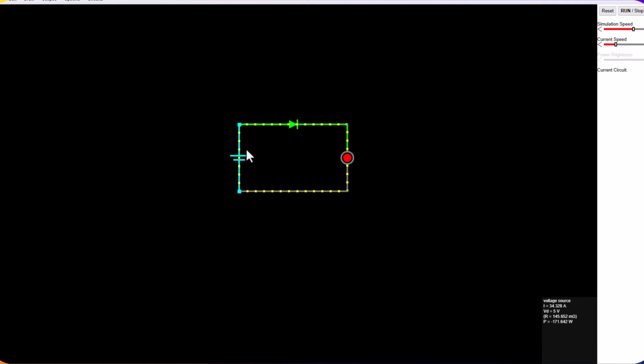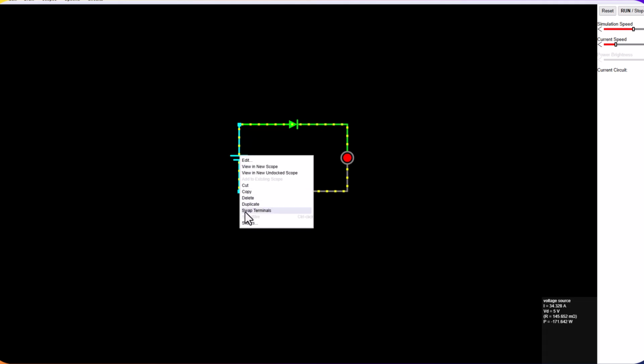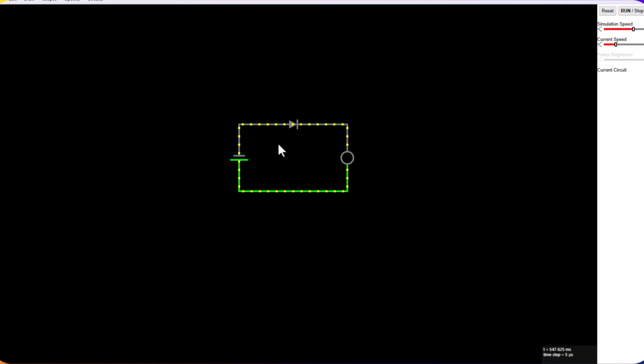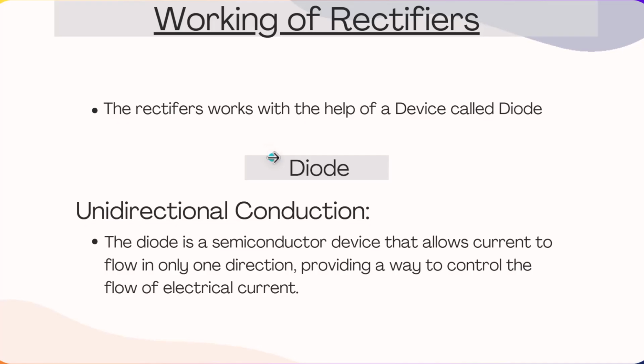As you can see, the positive side of the battery is connected to the P side and hence resulting in the forward bias. This results in the flow of current all over the circuit, resulting in the LED to turn on. But when we swap the terminals, this results in reverse bias, as the circuit is acting like an open circuit. So therefore, this LED is turned off. I'll go back to the PPT and show you more on this topic.